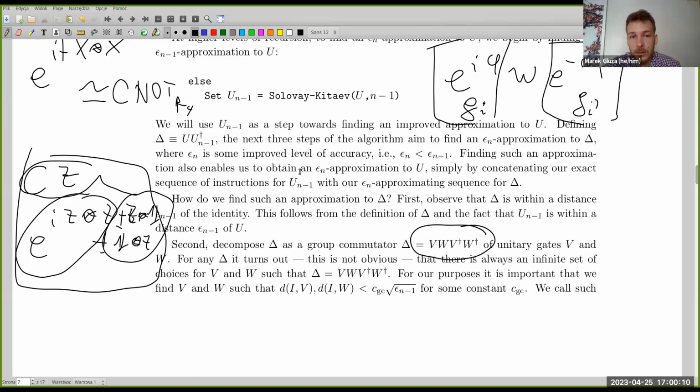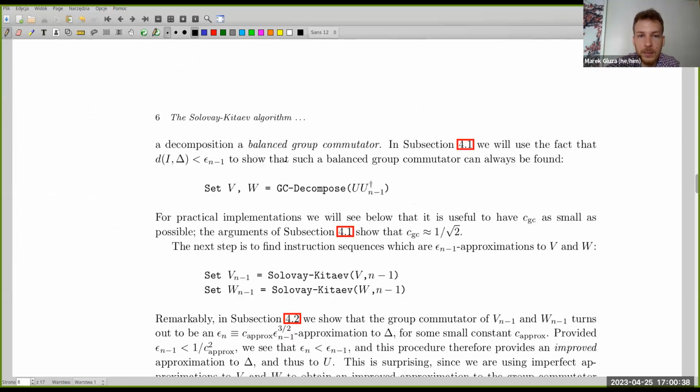We will compute U_n. Once you have V, you want to again recursively compile this V. Then U_n will be the compiled V and W group commutator. Basically, it will be an approximation to the delta. Let me write this and then we are more or less done.